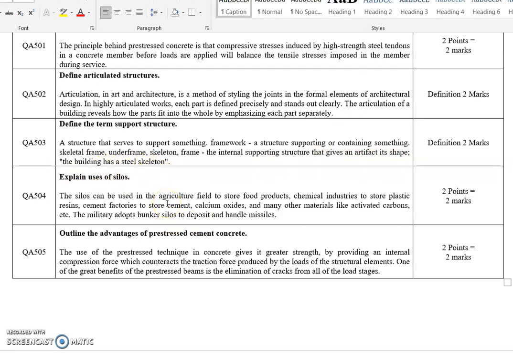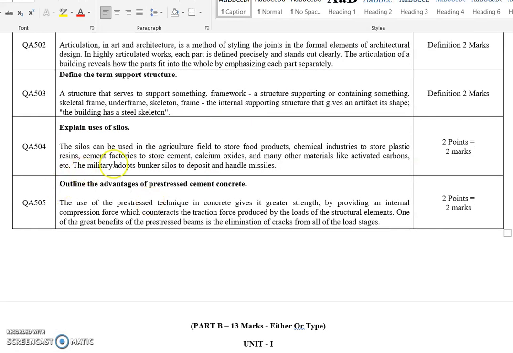Explain the use of silos. Silos can be used in the agricultural field to store food products, in chemical industries to store plastic resins, and in cement factories to store cement, calcium oxide and many other materials like activated carbons. The military adopts buried silos to deposit and handle missiles.